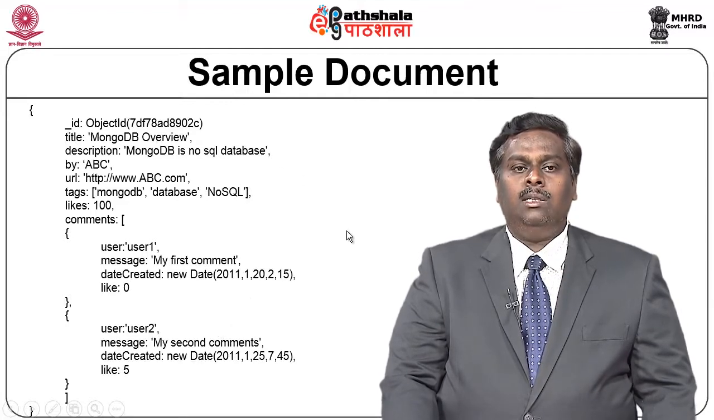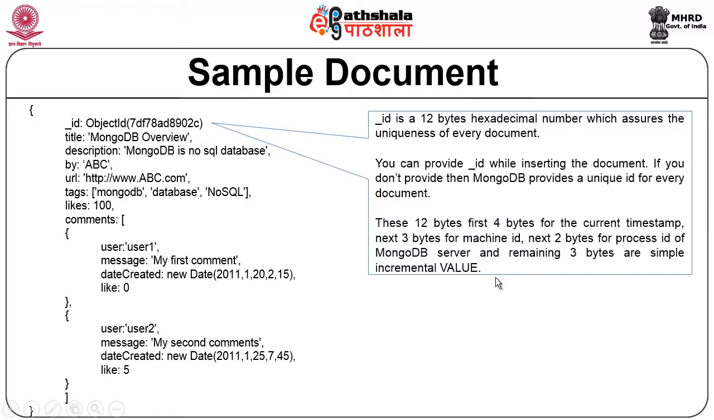What we spoke of as an object ID is actually a 12-byte hexadecimal number which makes every document unique. As I mentioned, when you create a document, you can provide your own document ID. That is, while inserting the document, you can provide your own document ID, else MongoDB itself will provide a unique ID for every document.